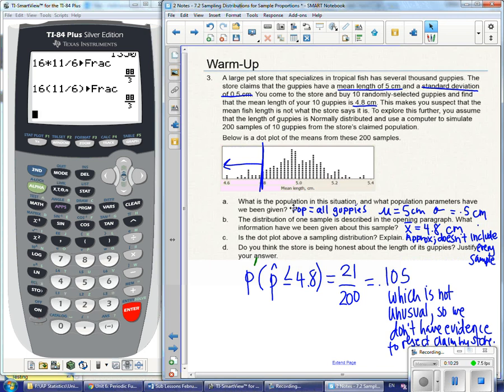If the probability of my sample was less than 5%, then that's an indication that I shouldn't have seen it. It's probably not a coincidence, and therefore that would give me evidence to reject the claim. But since it's not that unusual to get a sample that's less than 4.8 centimeters in terms of the length of these guppies, I really don't have any reason to suspect that the store owner is not being honest with me. So our result is not that unusual, so it doesn't give us enough evidence to be suspicious.